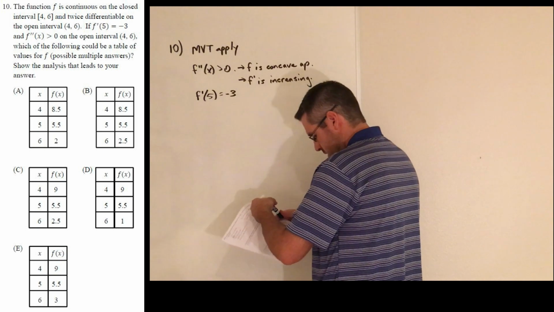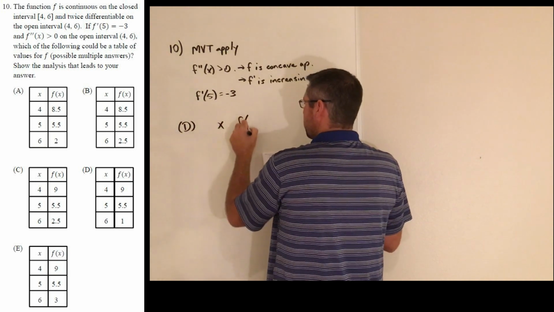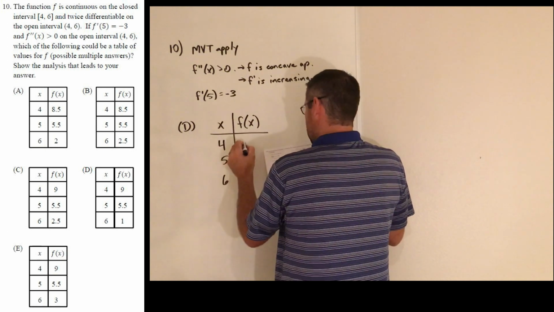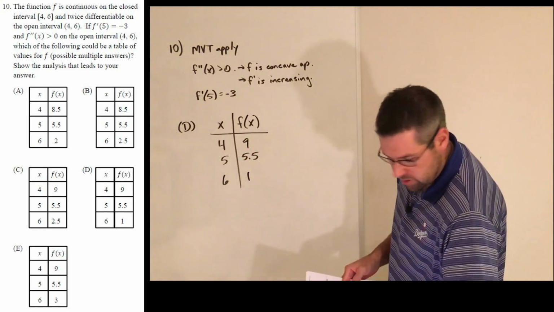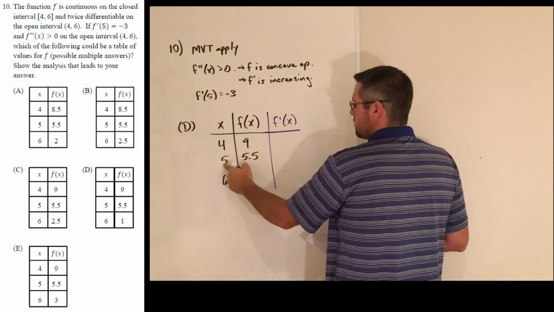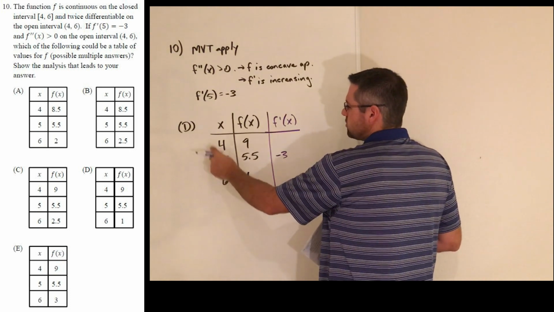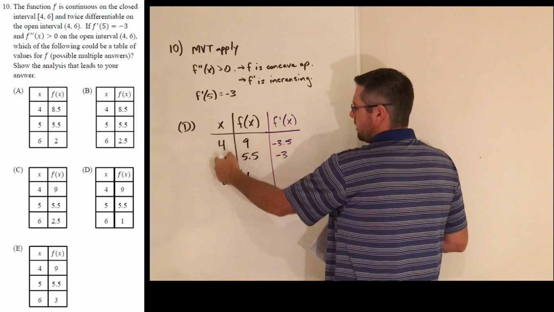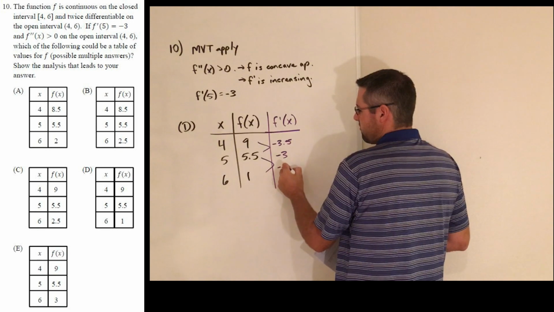Let's say we take a look at option D. Option D gives us x and f of x values of still 4, 5, and 6 for x. And then we have 9, 5.5, and 1. So we're going to use the same principles here. We're going to find the derivative the best we can. And we know the derivative at 5 is negative 3. The derivative for some value between 4 and 5 is going to be equal to the average slope between 4 and 5. So we have a drop of 3.5 over 1 in between there. And then we have another average slope afterwards, a drop of negative 4.5 over 1.